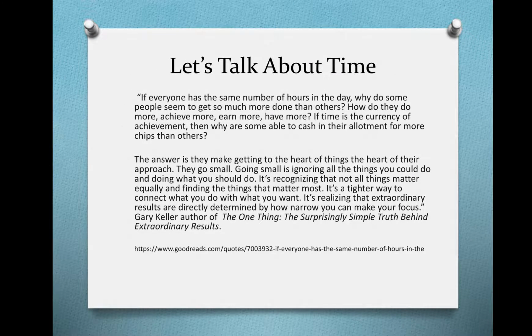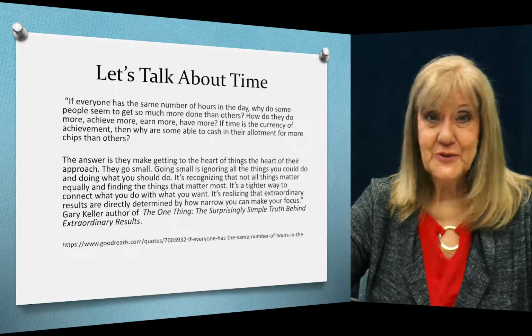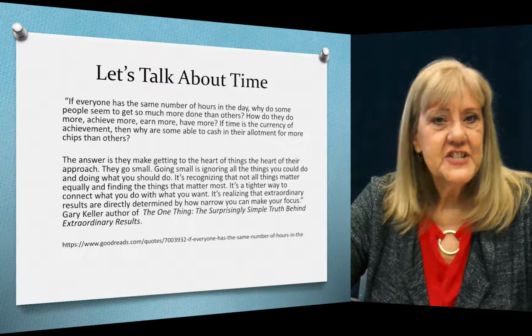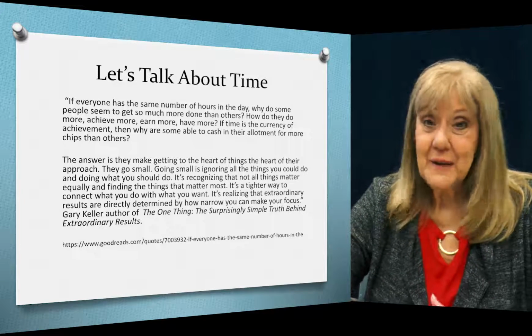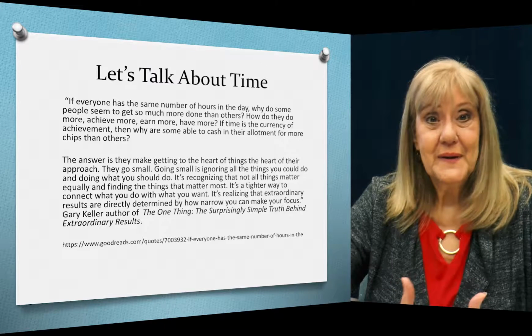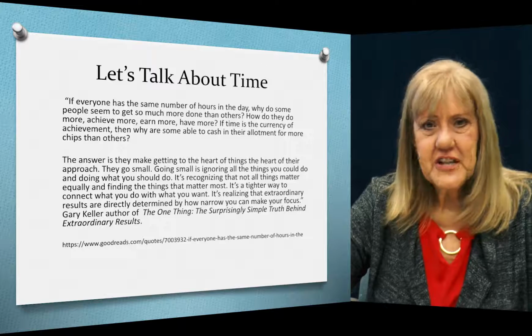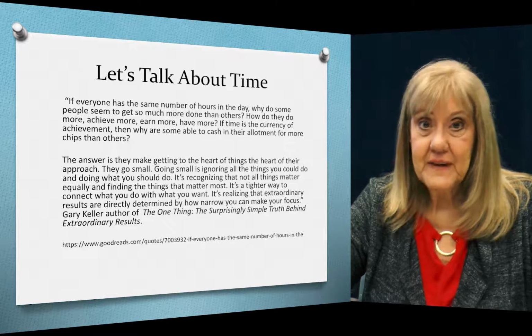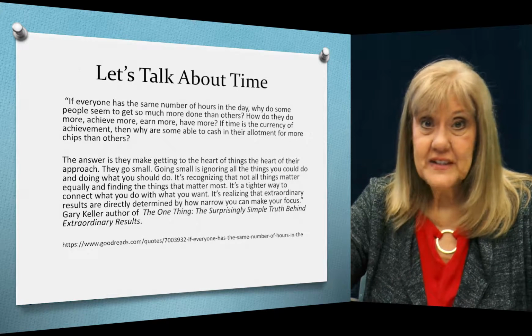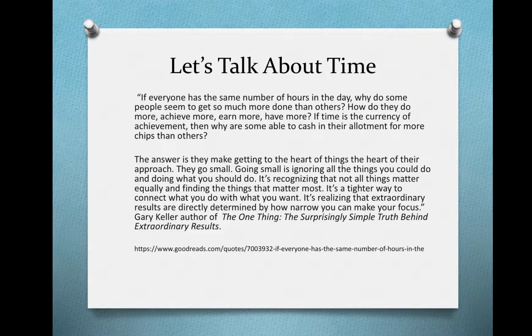Let's talk about time. Gary Keller, author of The One Thing, The Surprisingly Simple Truth Behind Extraordinary Results, shares the following information about time. If everyone has the same number of hours in the day, why do some people seem to get so much more done than others? How do they do more, achieve more, earn more, have more? If time is the currency of achievement, then why are some able to cash in their allotment for more chips than others? The answer is they make getting to the heart of things the heart of their approach.